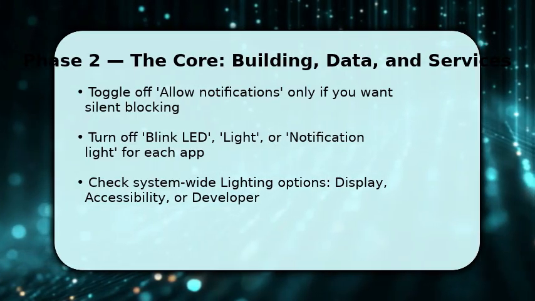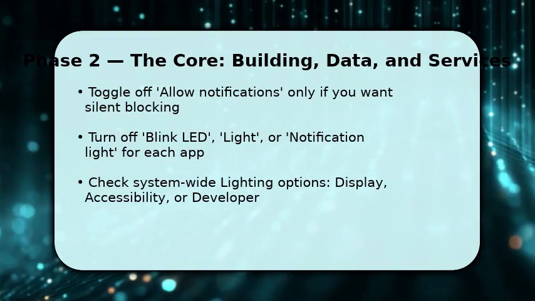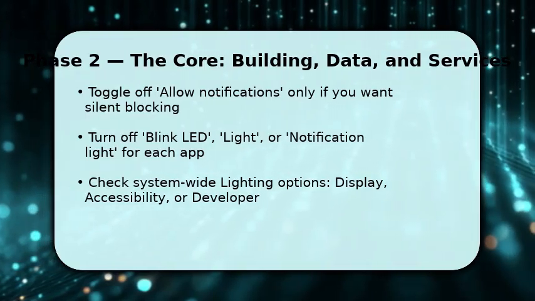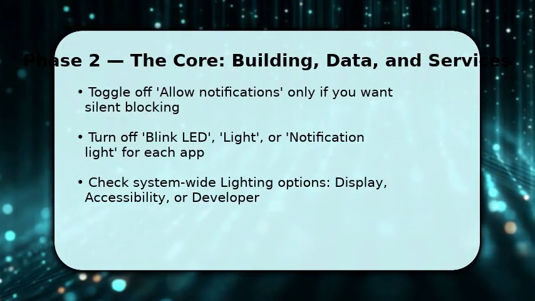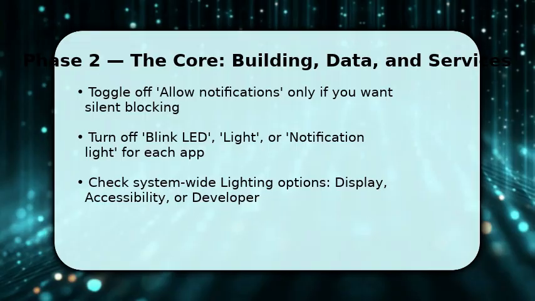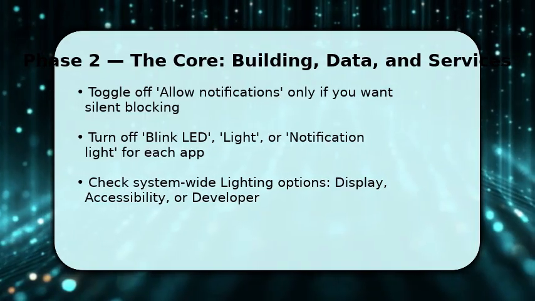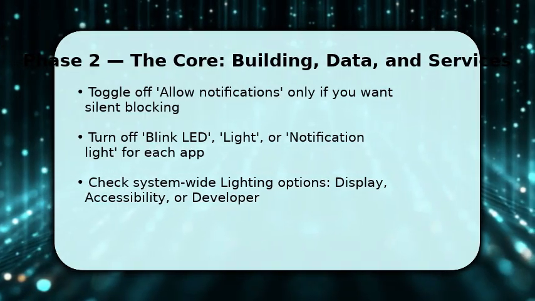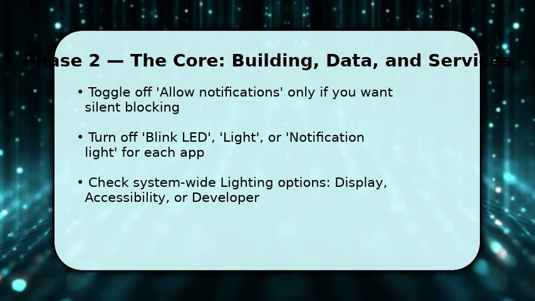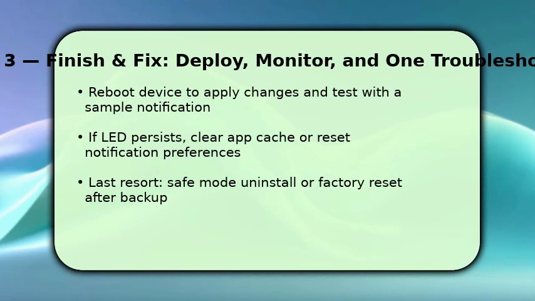Once done, check system-wide settings under Display, Accessibility, or Developer options for a global notification light switch and turn it off there. If your phone uses third-party LED controls, finish by verifying and testing. Reboot the device and send yourself a test notification to confirm the light is off.